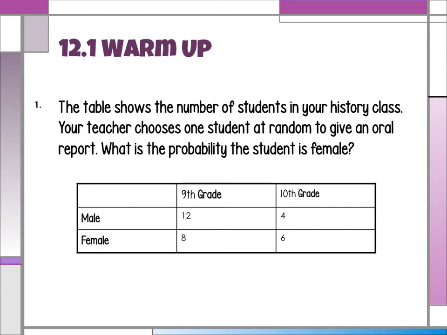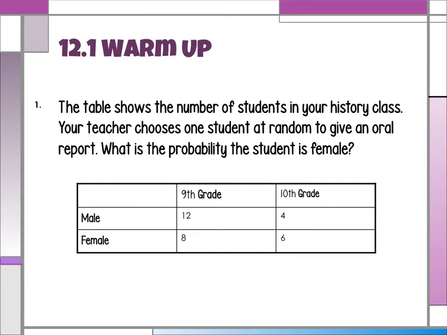In chapter 12, section 1, we talked about the basic counting principles, like just the basic fundamentals of probability. We're going to dive a little bit deeper today into what's called permutations. But this is the warm-up for 12.1. It says the table shows the number of students in your history class. Your teacher chooses one student at random to give an oral report. What's the probability the student is female?